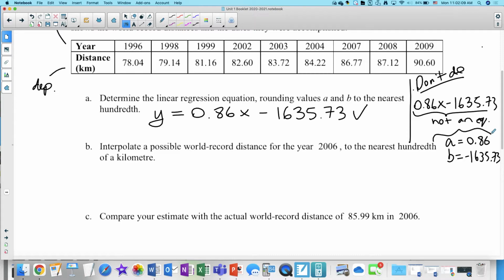So really what you have to do here is figure out, we know one of the variables, and one of them is 2006. Is that x or is that y? X, right. So this means x equals 2006. We want to know what y equals. Now you could plug 2006 right into that equation over there, but you're going to be off a little bit because that was rounded.